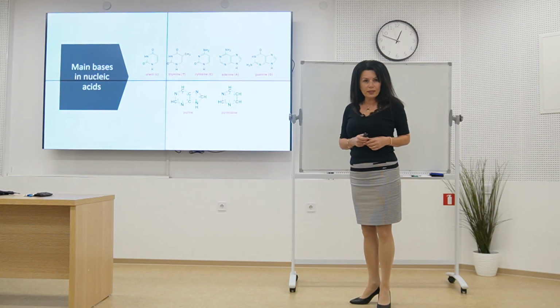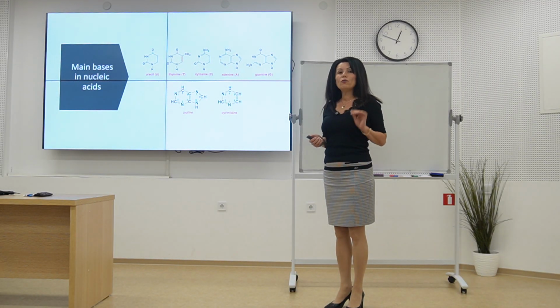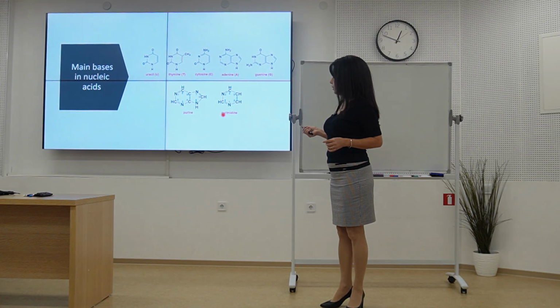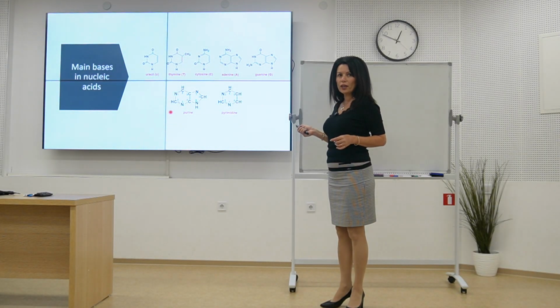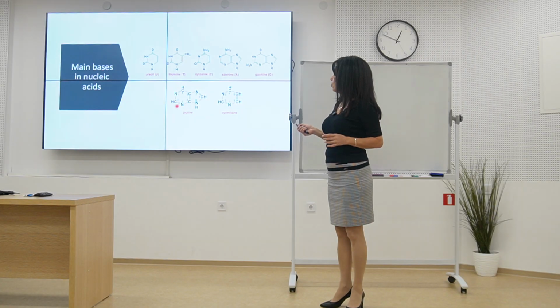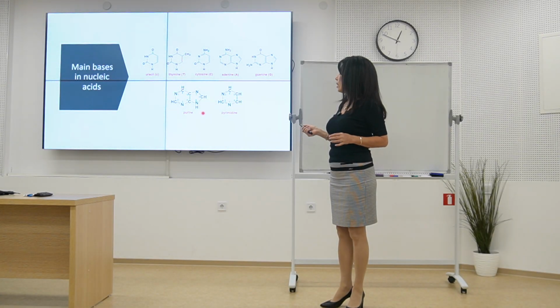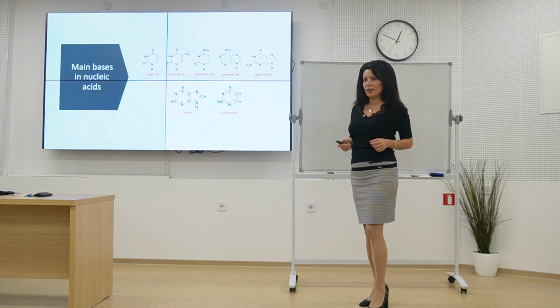What are these bases? Nitrogenous bases in our cells are 5 main types. These are 3 pyrimidine bases, which are uracil, thymine, and cytosine, with a 6-membered ring, and 2 purine bases with a 9-membered ring. Actually, there are 2 rings. The first one is 6-membered and the second one is 5-membered, but the total number is 9. These are called main bases, which are involved in DNA and RNA.